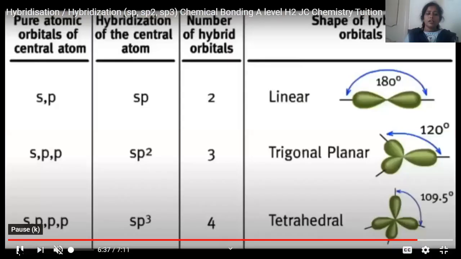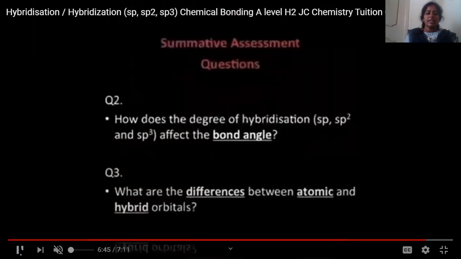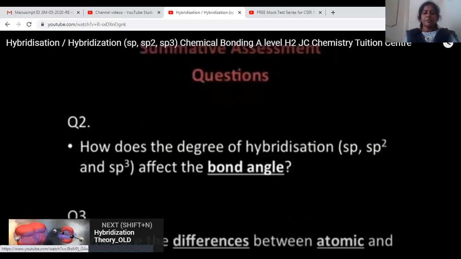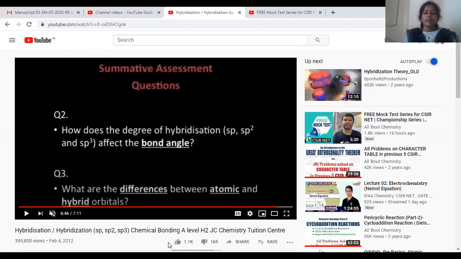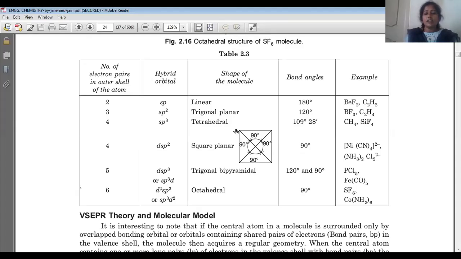sp3 hybridized molecules are having tetrahedral structure, sp2 hybridization having planar structure, sp hybridization having linear structure. So this is a simple example for that one. So in this way, we can describe the various types of hybridizations in the molecule. Hybridization leads to formation of equal energy and equal number of orbitals, which are having the specific type of bond angles, and their examples are provided. Based on this, their properties are explained.